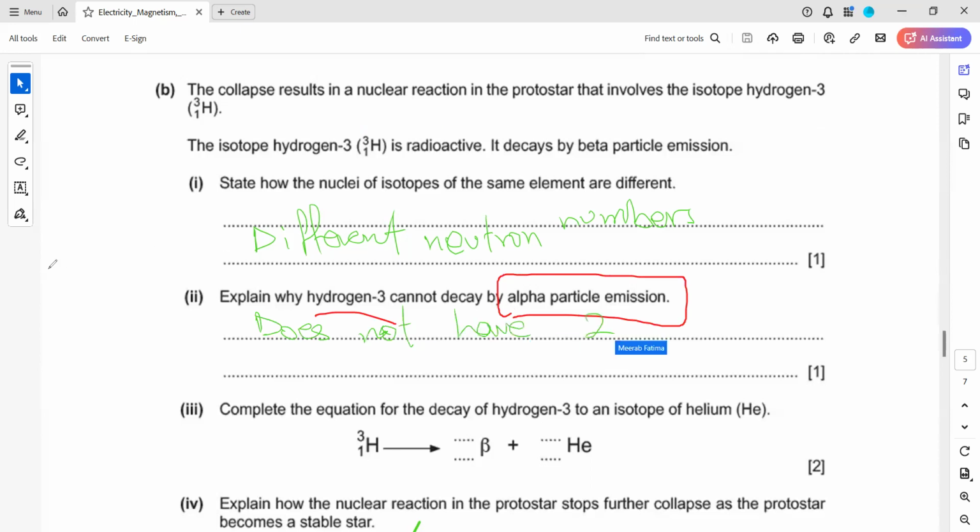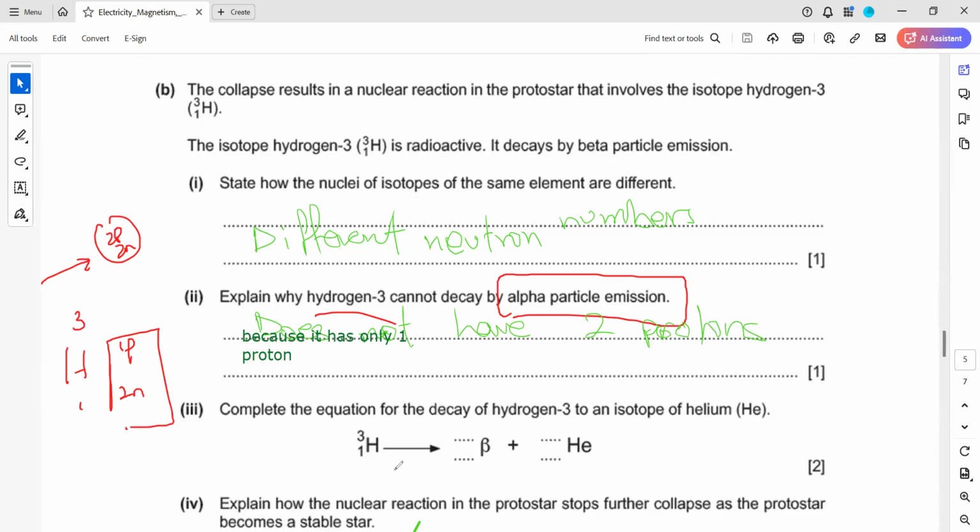Because if it is emitting alpha, then what should happen? It should release 2 protons and 2 neutrons. If you check hydrogen 3,1, it has 1 proton, it has 2 neutrons, and it has the nucleus. This we talk about nucleus. Yeah, it has less than 2 protons. That's good. Or you can also say it has only 1 proton. That's also fine. Or does not have 2 protons. That's correct. Or because it has only 1 proton. That's also fine.